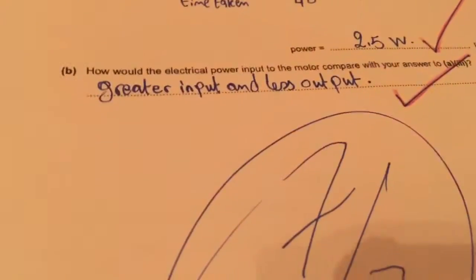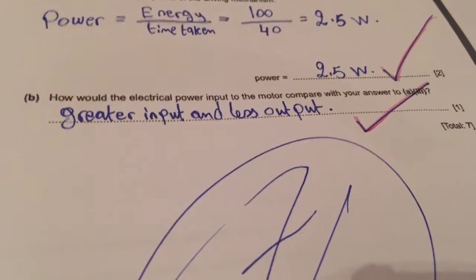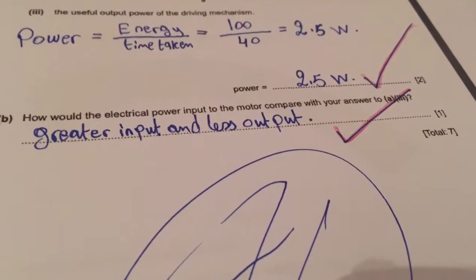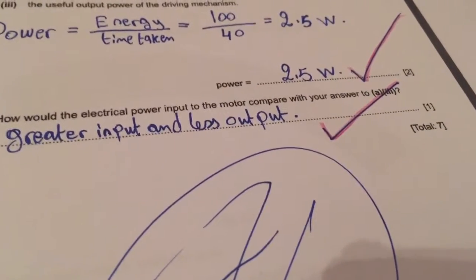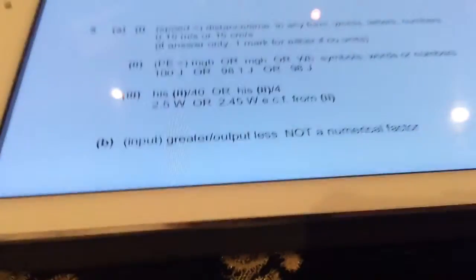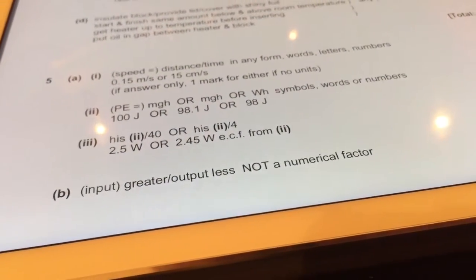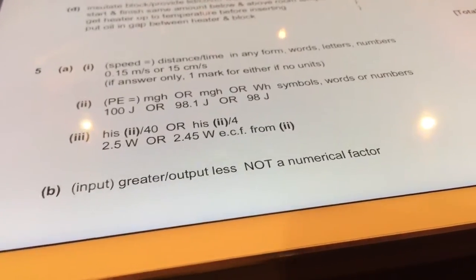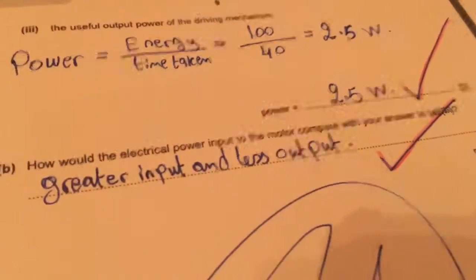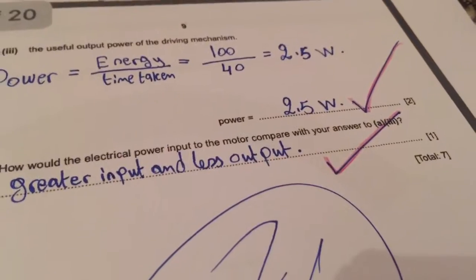Here B: how would the electric power input to the motor compare with your answer to A? Greater input and less output. Nothing to be explained, nothing specific. I said greater input, output is less, and not a numerical factor. I didn't put any numerical factors here, and I said there's less output as well. So 7 out of 7.